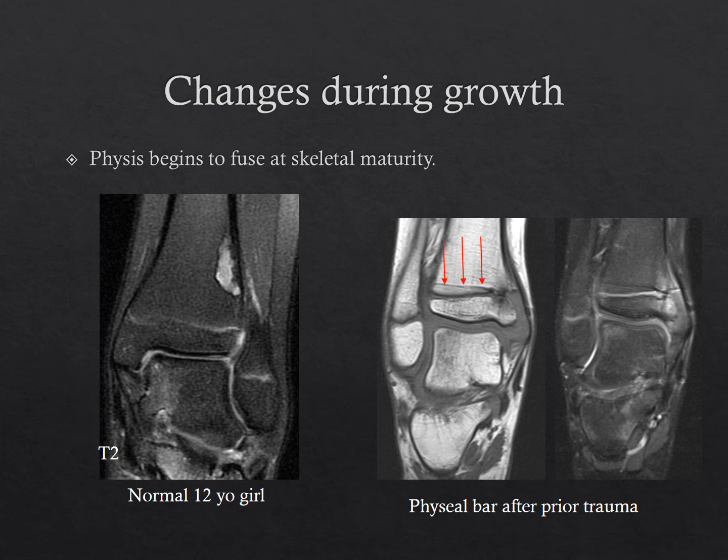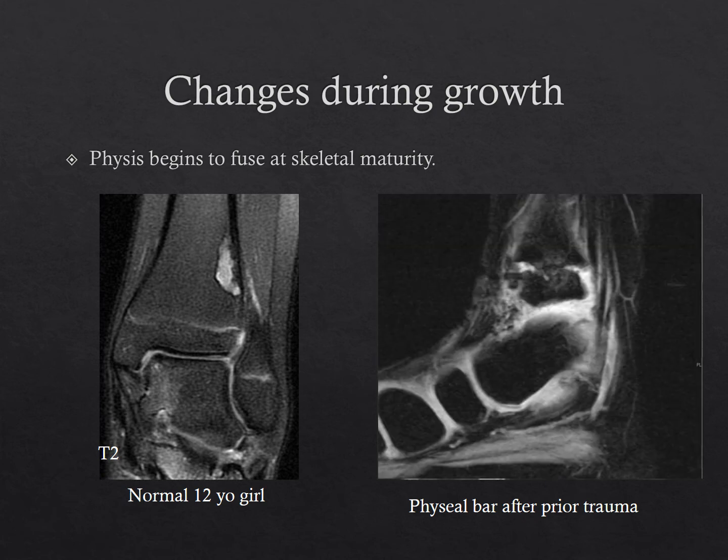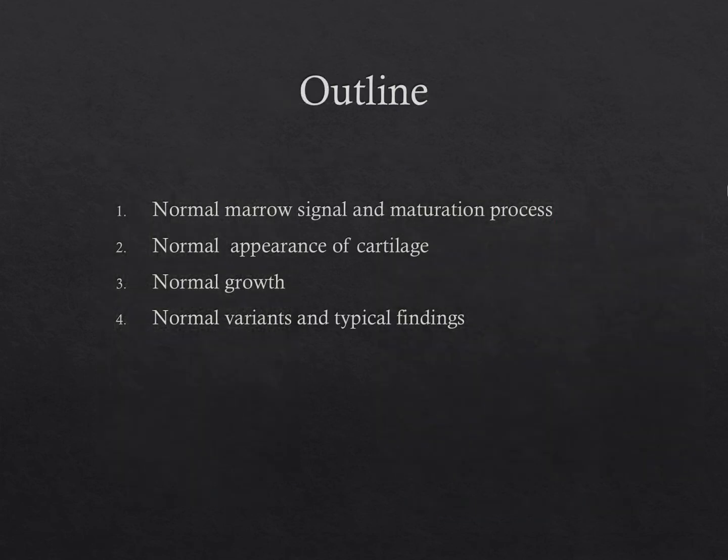You can see the physeal bar even better on this sagittal gradient echo image in the same patient, where there is an absence of the normal bright physeal signal. Next, we will move on to a discussion of some normal variants and typical findings seen in pediatrics.